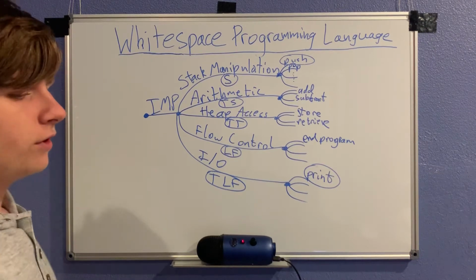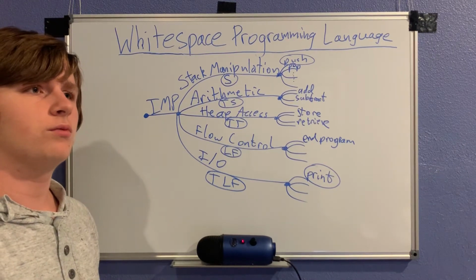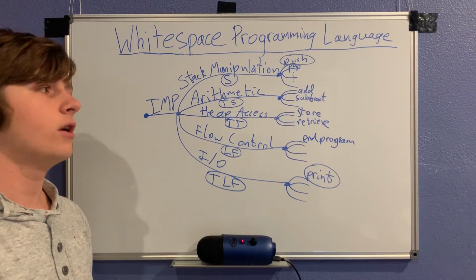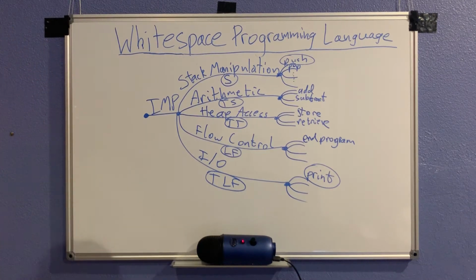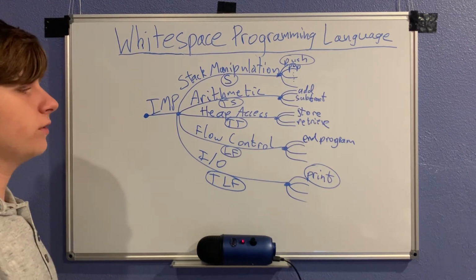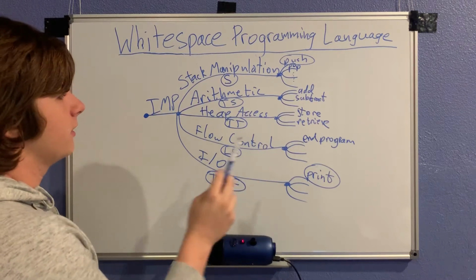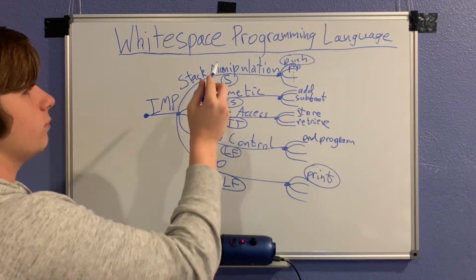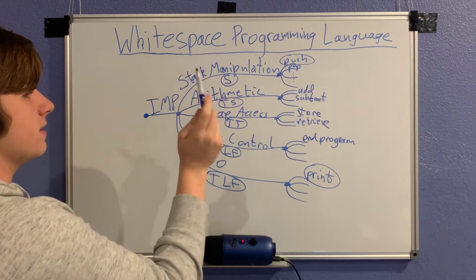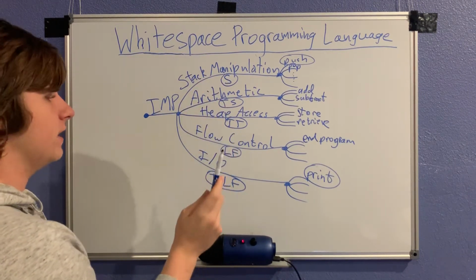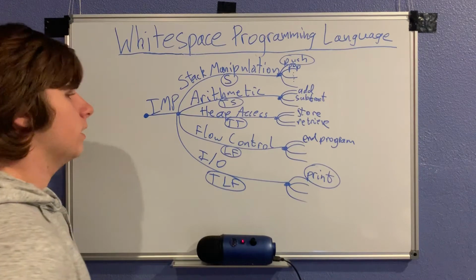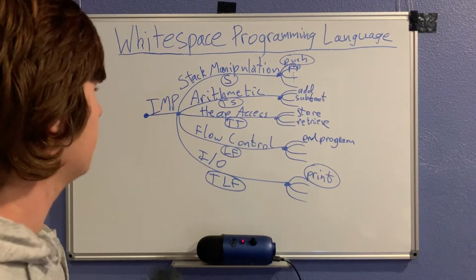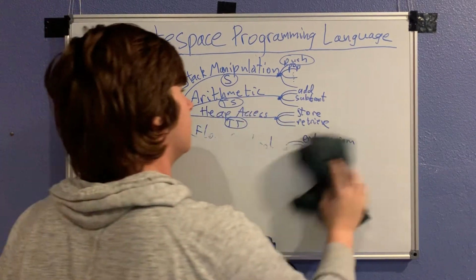So the first example is we're going to actually try to print something. We have a nice skeleton. I just showed what every command looks like. I showed the different IMPs you can do. So all commands will start with either a space, tab, line feed, or tab line feed. And now I will go over one example, maybe a couple.